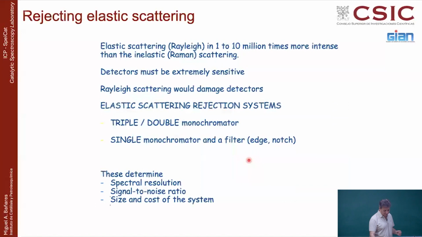But the main problem that we have is that the Raman effect is very weak. 1 in 10 million photons will be Raman, but the other 9 million photons will be light scattering. So that means that you have to see a very little light with a very strong light.